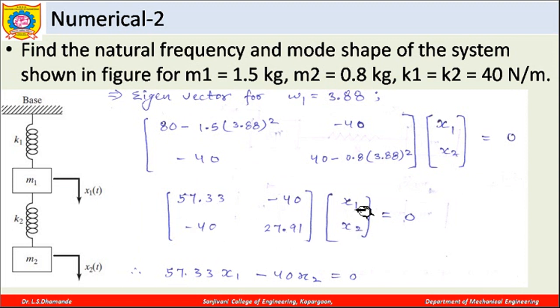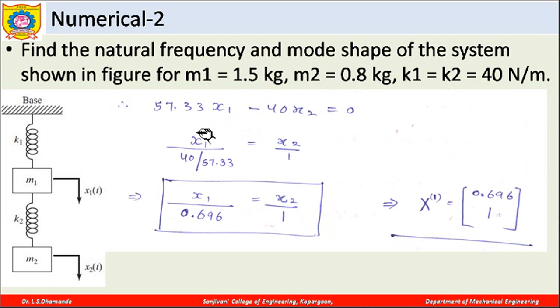Now if I multiply this row with this vertical column, I will get 57.33 x1 minus 40 x2 equal to 0. This is the equation. Now I have to find the ratio of x1 and x2. So I will put this term towards the right-hand side, write x1 divided by 40, and take the numerator over here. The right side will be only x2 by 1. So I will be getting x1 by 0.696 and x2 by 1.